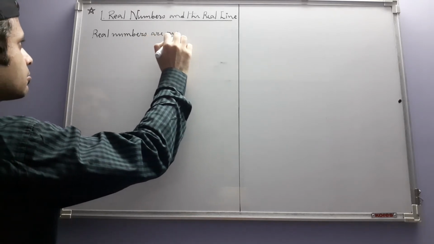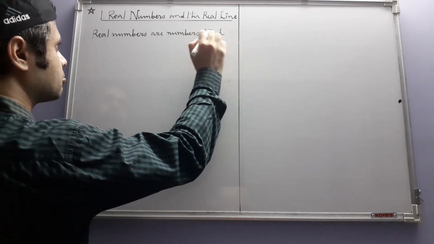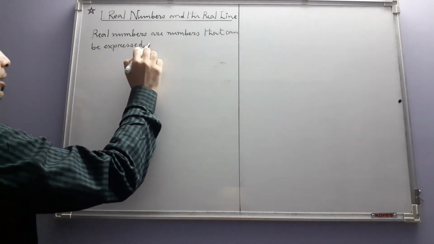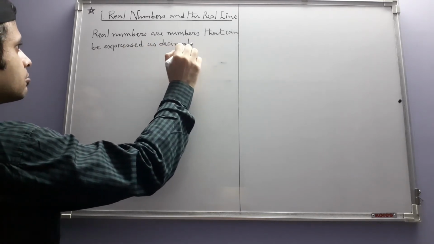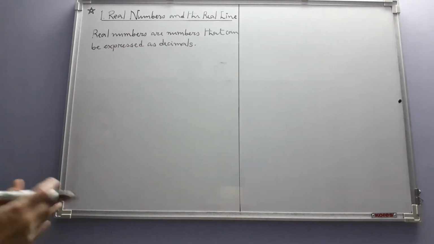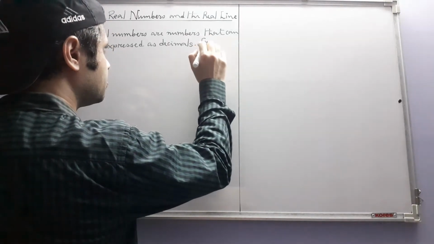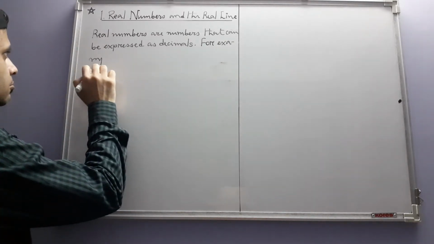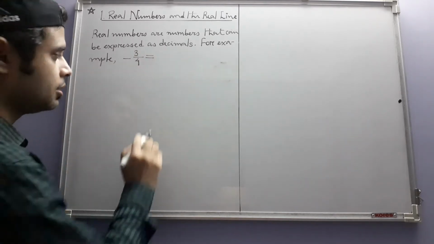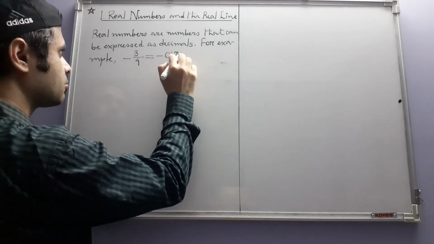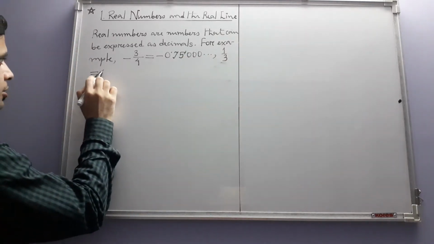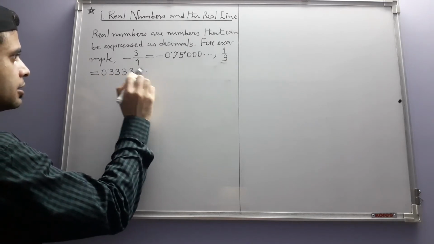Real numbers are numbers that can be expressed as decimals. If a number can be expressed in the decimal system, then such a number is called a real number. For example, -3 divided by 4, if you express it in the decimal system, it will be this. Or 1/3 expressed in the decimal system gives us this.